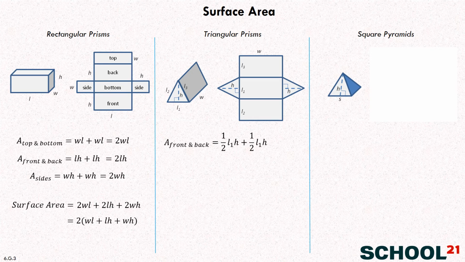The front and the back are 1/2 L1H plus 1/2 L1H. Yeah. Okay, and is there a way to combine that to make it simpler? Yeah. 2 times 1/2 L1H. Good. And what's 2 times 1/2? 1. So what's the simplest way to write it? 1 L1H. And is it even simpler than that? L1H. There you go. Good job. Okay. So that's for the front and the back.